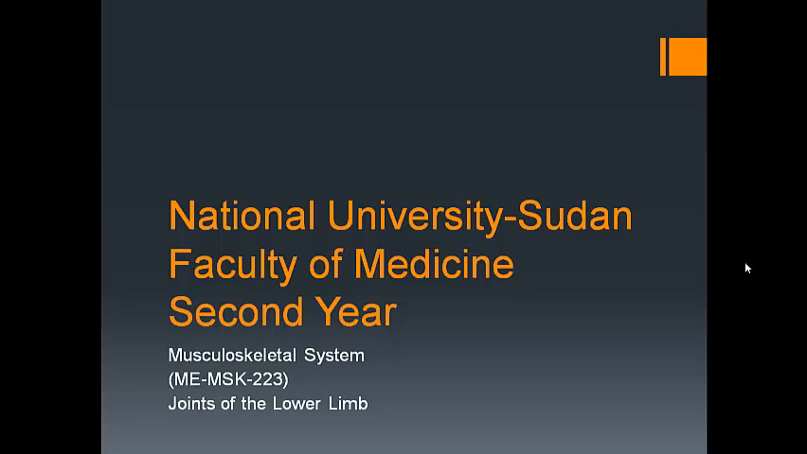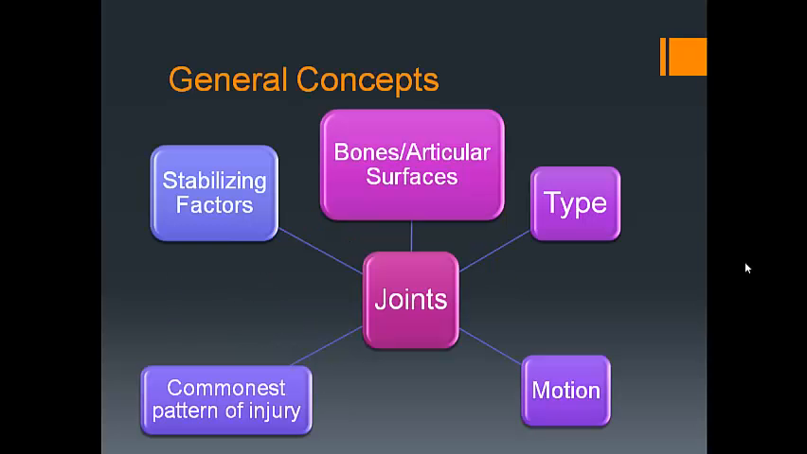We're going to be continuing with the joints of the lower limb, and similar to what we did with the hip joint, we're just going to go quickly through the general concepts. Remember, whenever you're studying joints, you need to be familiar with the bones and articular surfaces that make up that joint. You need to be able to mention what type of joint it is. You need to be aware of the ranges of motion, which direction the joint can move, what structures stabilize the joint, and what the common pattern of injury that happens at that joint is.